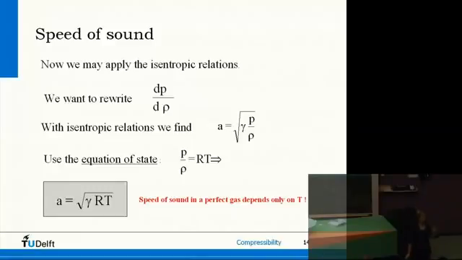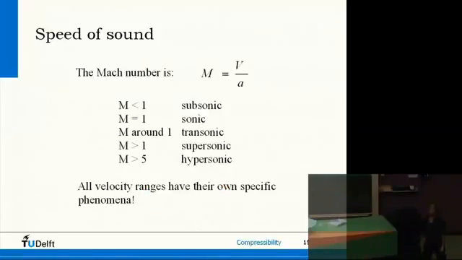So the speed of sound, which travels through a medium, is only related to the temperature. And that's due to the fact that the temperature is actually the kinetic energy of the molecules, and sound is transmitted through molecules throughout the medium. And this is, of course, only in a perfect gas, because we use the equation of state for a perfect gas. Then the Mach number, V over A, we already worked with it. Speed over speed of sound.